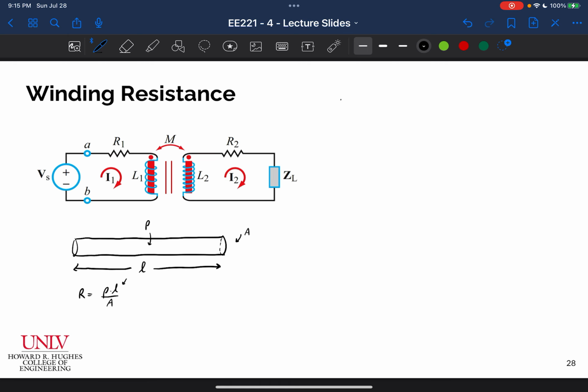And so instead of just representing our transformer as just a coil coupled to another coil driving a load, we typically have to represent our transformer using some series resistance, which is what they're doing here. So they're basically modeling that resistance of the wire in our coil as a resistance in series with the coil. Okay, so R1 and R2 here are practical resistances that arise from the number of turns that you have in a particular coil.